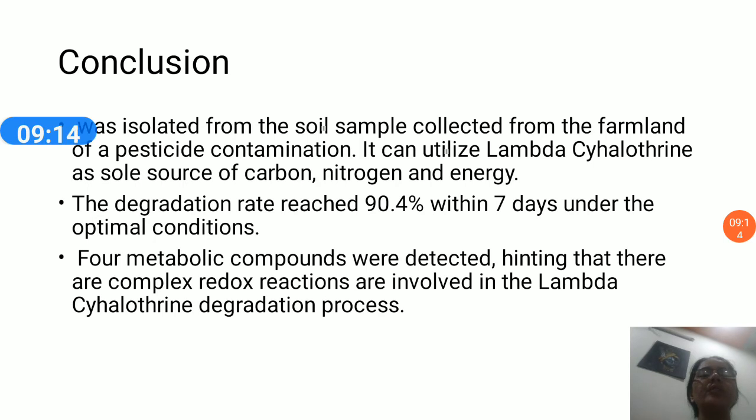So here we can conclude that the bacteria isolated from the soil sample, collected from farmland with pesticide contamination, can utilize lambda cyhalothrin as a sole source of carbon, nitrogen, and energy. The degradation rate reached up to 90.4% within 7 days under optimum conditions, and 4 metabolic compounds were detected, and this gives us a hint that complex redox reactions were involved in the lambda cyhalothrin degradation process.